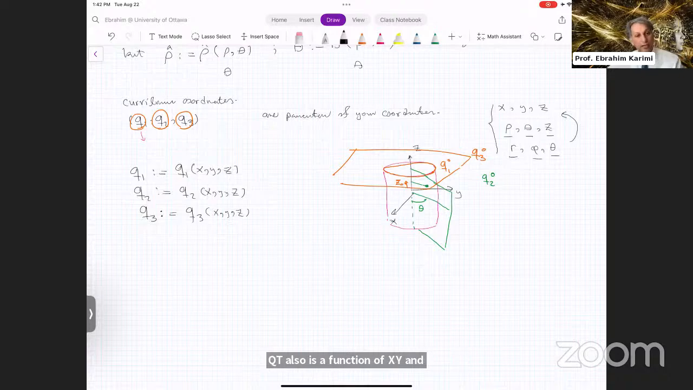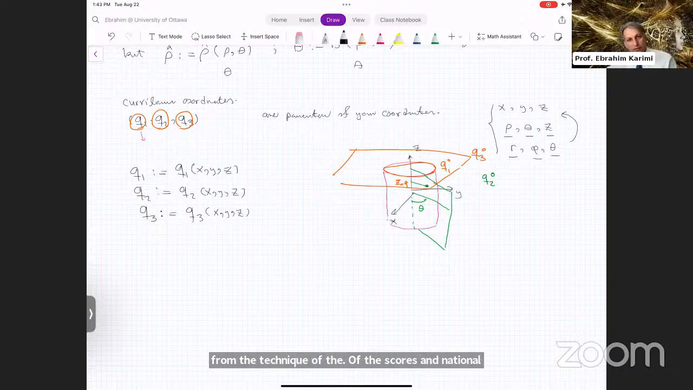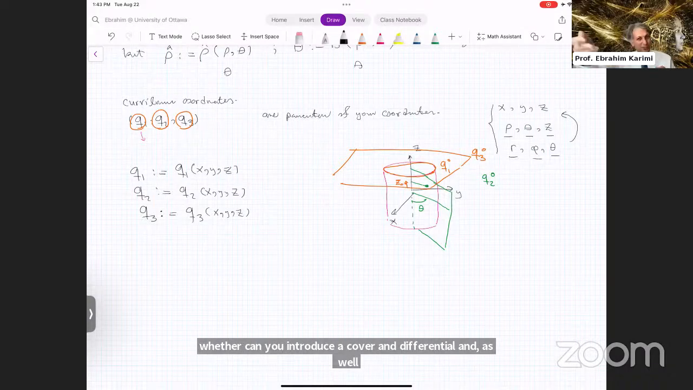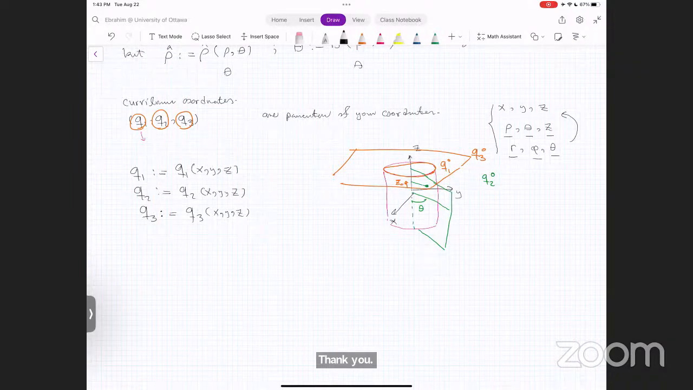Okay? Any questions so far? We are okay? Well, Professor, we have no question, but someone asked something about the technique of this course and asked whether you can introduce a covariant differential and geodesic as well? Oh, yeah, we will do that. It's exactly the same direction that I'm going. Thank you, Professor. Of course. Do you have any questions so far?